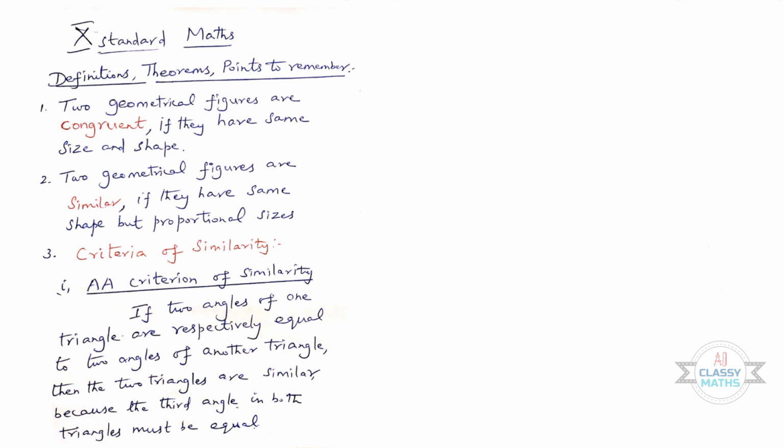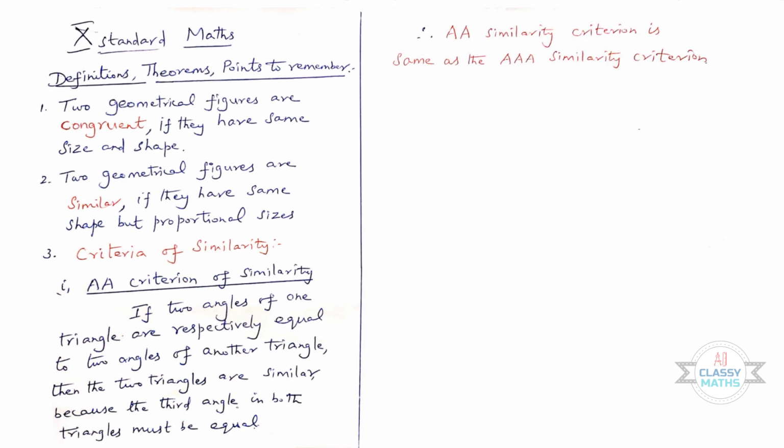First one, AA criterion of similarity. If two angles of one triangle are respectively equal to two angles of another triangle, then the two triangles are similar because the third angle in both the triangles must be equal. Therefore, AA similarity criterion is same as AAA similarity criterion.